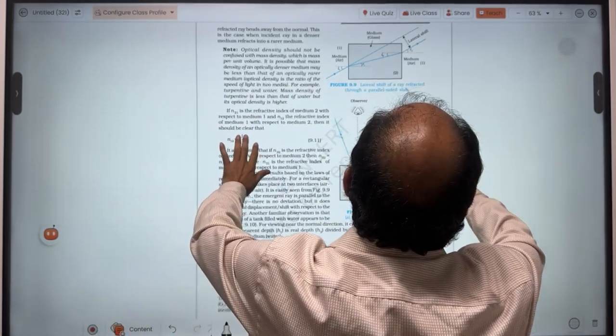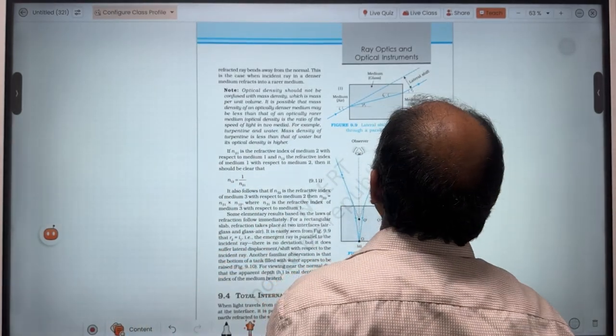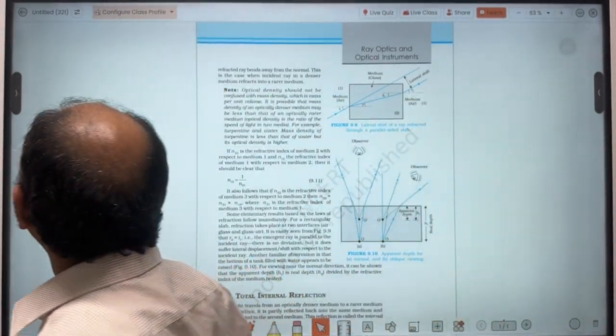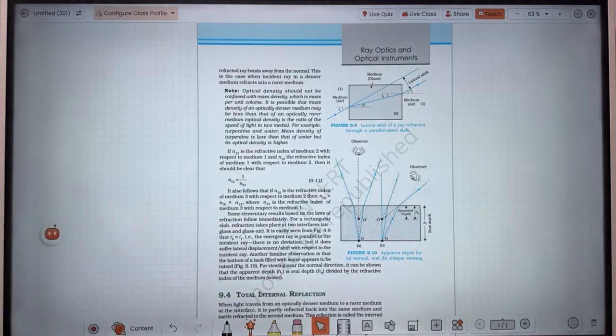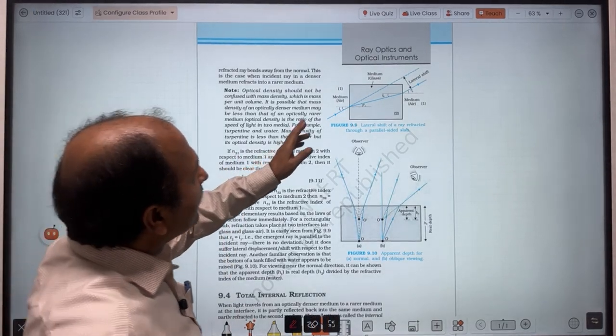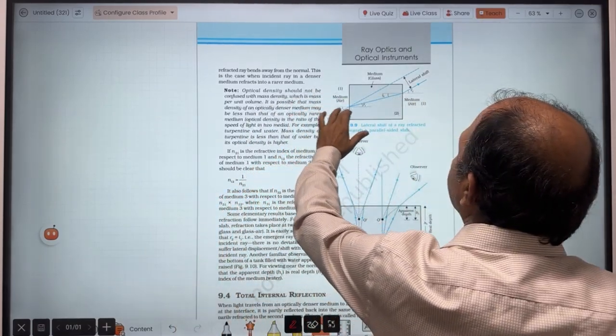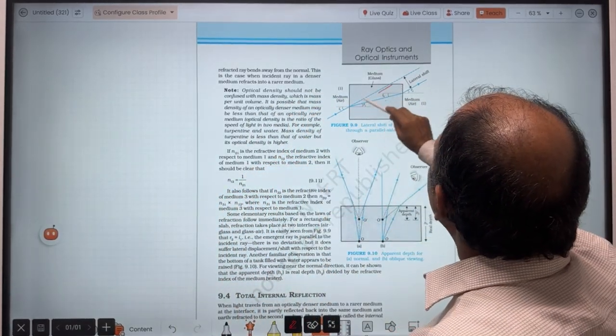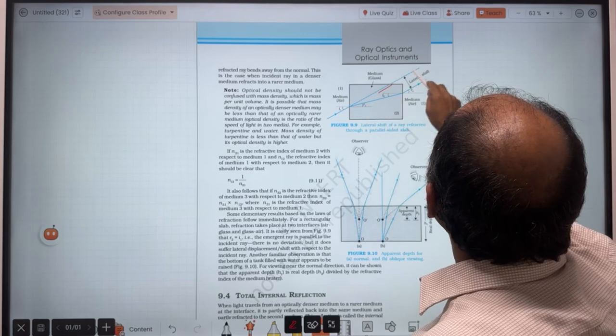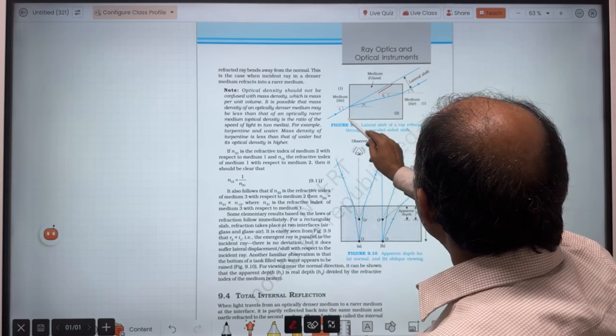Here, the concept of lateral shift is shown. Do you understand what lateral shift is? Lateral shift is simple. This is the angle of incidence, this is the normal. So the actual path, if there is no deviation, would be like this.